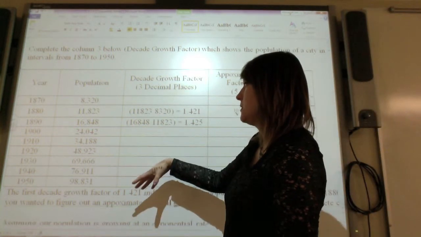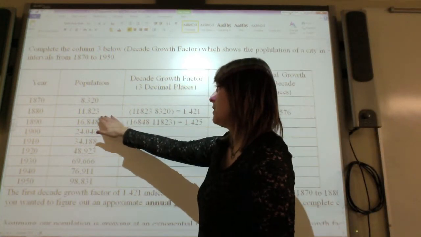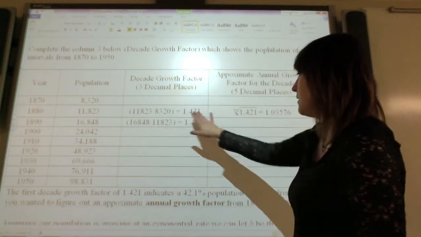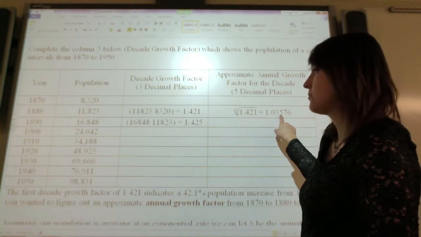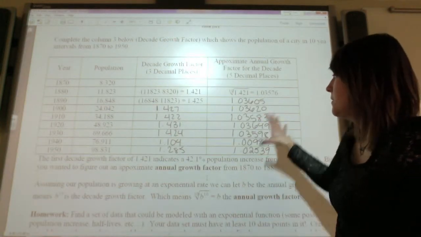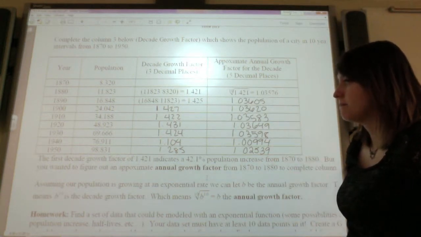Okay, so basically I'm just going to have you figure out what's going on in the table here. So this would just be my population divided by my previous population for everything, and then whatever number you get here, you take the 10th root of it to figure out this. So after filling that table in, these are the values that I get.